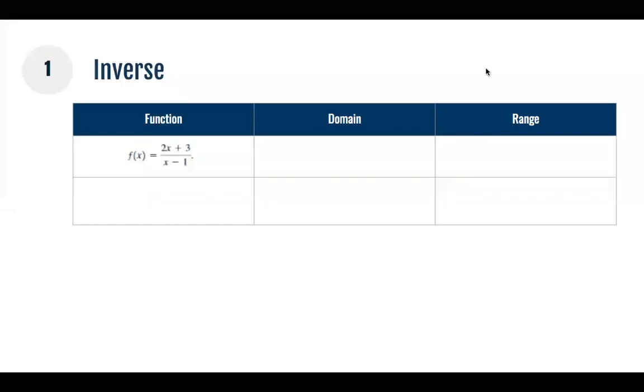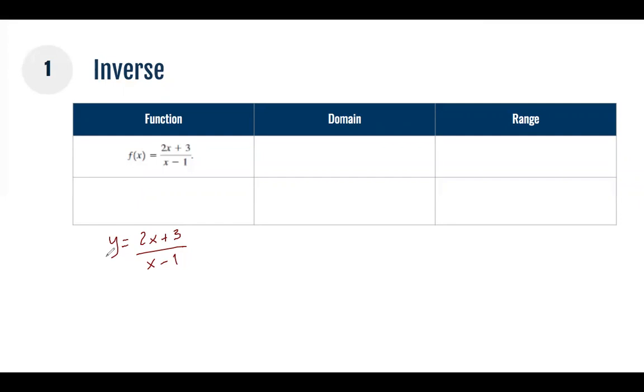In this video, we're going to go over how to find the inverse of a rational function. Here we have a rational function. We're going to start by writing it as y is equal to (2x plus 3) over (x minus 1). Our goal is to solve for x.